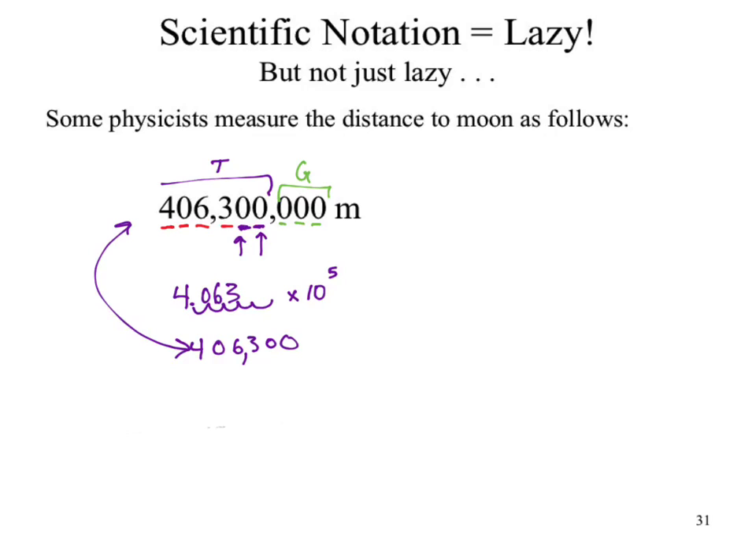What did you have, Robbie? I was going to say 4.06300 times 10 to the 8th. Now I have the appropriate number of sig figs. Okay? Each of those numbers is now a significant digit. So Robbie's suggestion of adding those extra zeros now makes them significant.